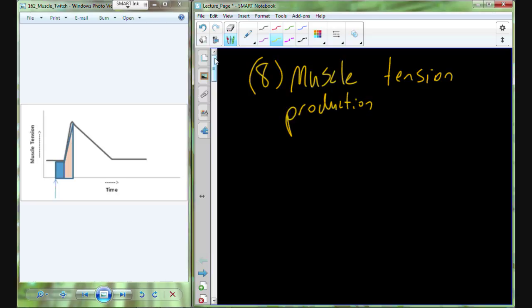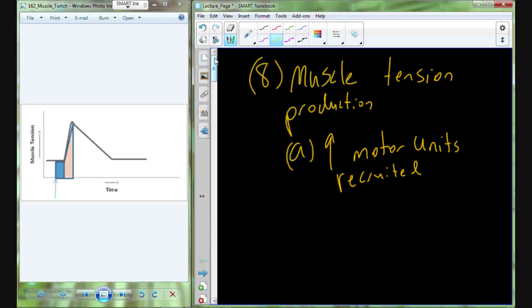Okay, so muscle tension production. We get an individual twitch out of an individual myofiber. How can we change the whole muscle and its tension? There's a variety of things that we can do. One is we can increase the number of motor units that are recruited.